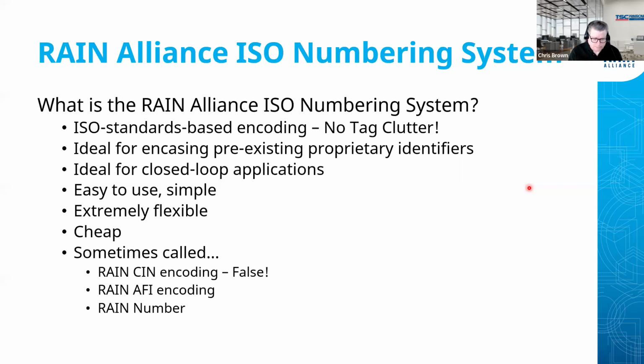Beware of that term. Some people call it a RAIN AFI encoding. I do that a lot. Technically, it's a valid term, but not many people know it, so let's not use it. Some people call it a RAIN number. Technically, again, this is a valid term. However, it gets confusing, so let's not use that. Today, we're going to use the big mouthful, the RAIN Alliance ISO numbering system.